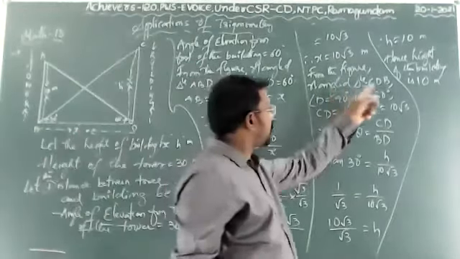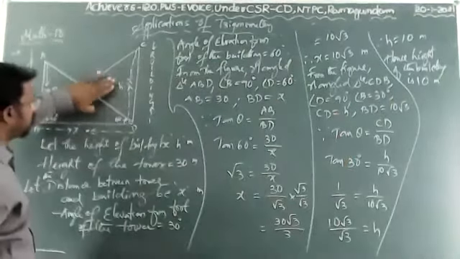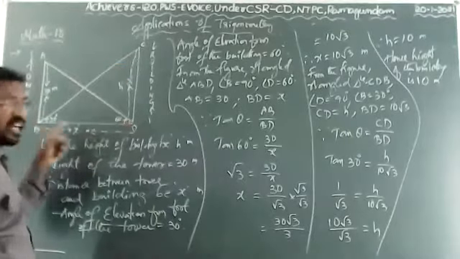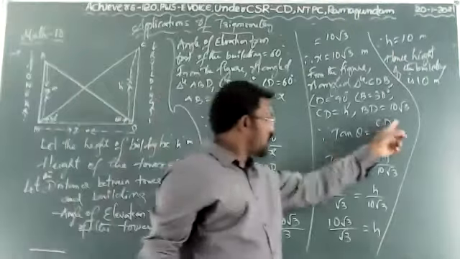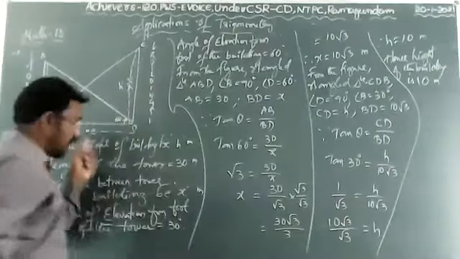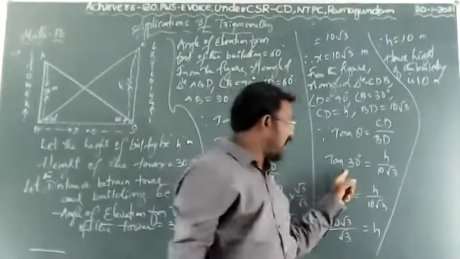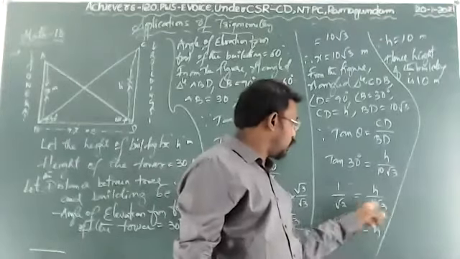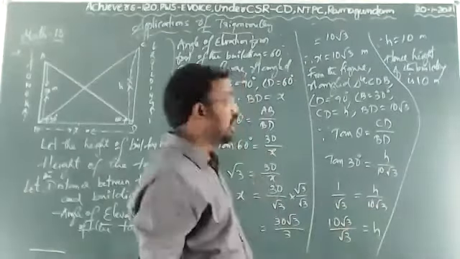And from the figure, one more right triangle, the right side one. That is CD by BD. Again the same ratio, tan, opposite by adjacent. CD is h, BD is 10 root 3, the x you got already. Substitute tan 30 as 1 by root 3. 10 root 3 into 1, 10 root 3 by root 3. Root 3 cancels, h is equal to 10.